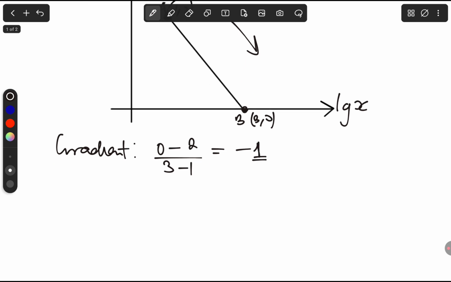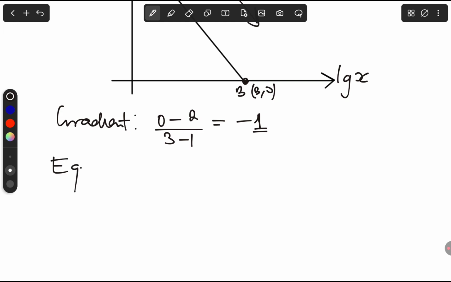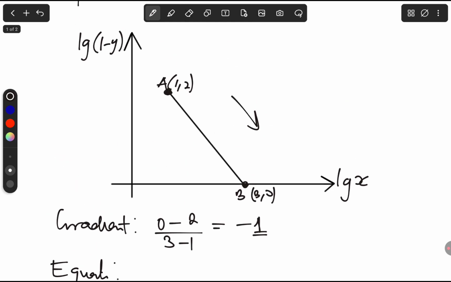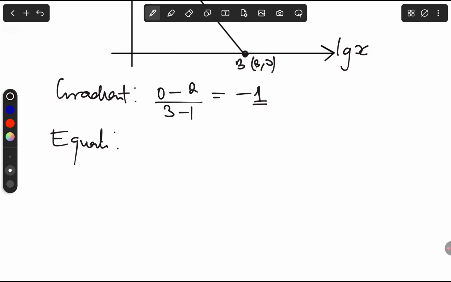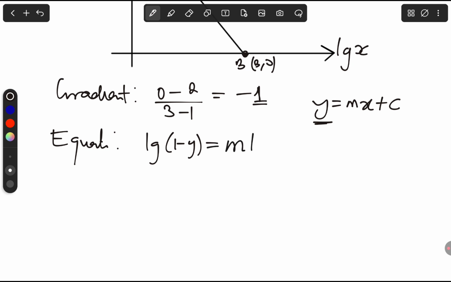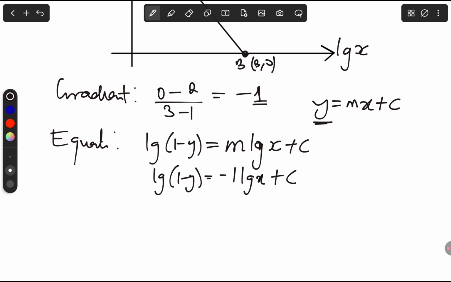All right, now how do we find the equation based on the coordinate system that we've been given? The y is log 1 minus y, so that will be our y. Remember, y is equal to mx plus c. In this case, our y, log 1 minus y, is equal to, gradient remains the same, x is log x, then plus c. So here we're going to maintain it just the way it is: lg 1 minus y, m is negative 1, then we have lg x plus c.